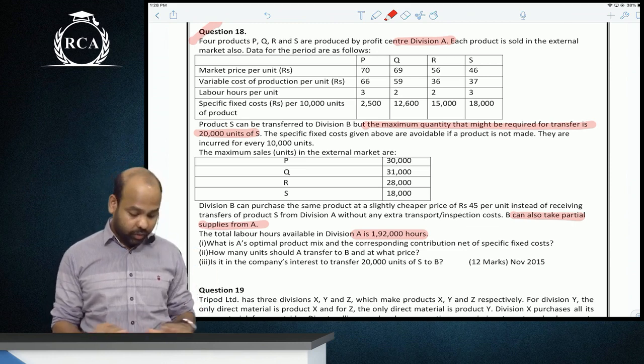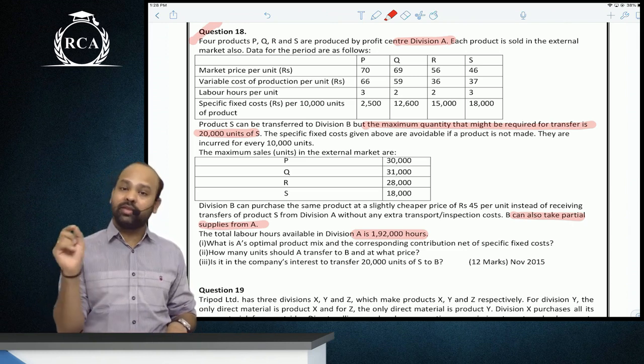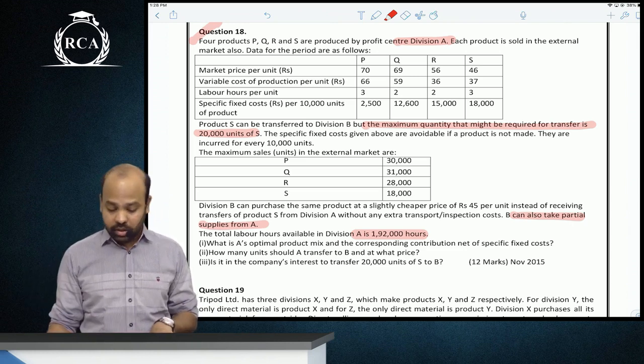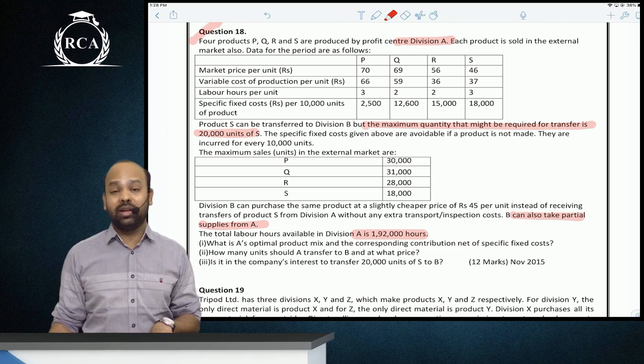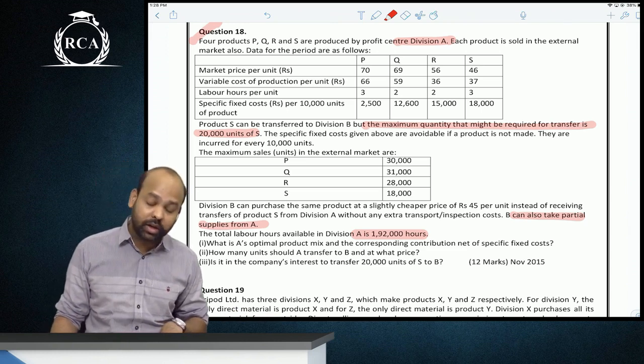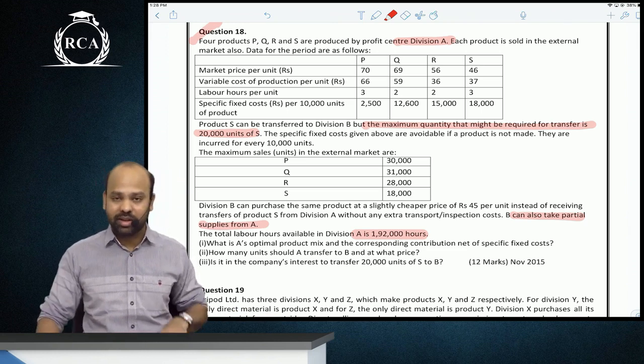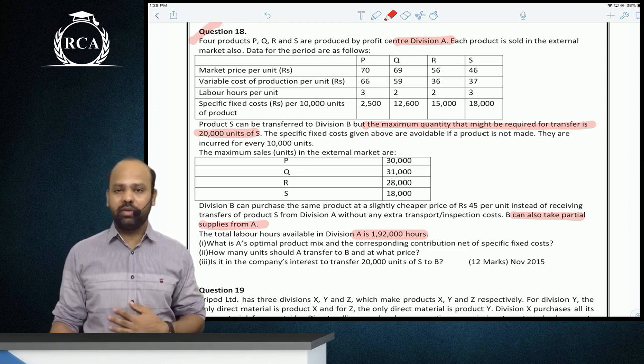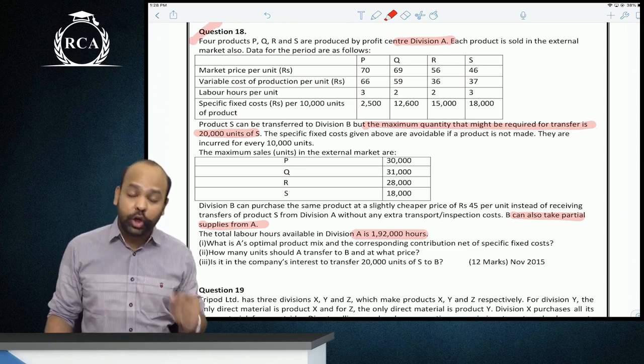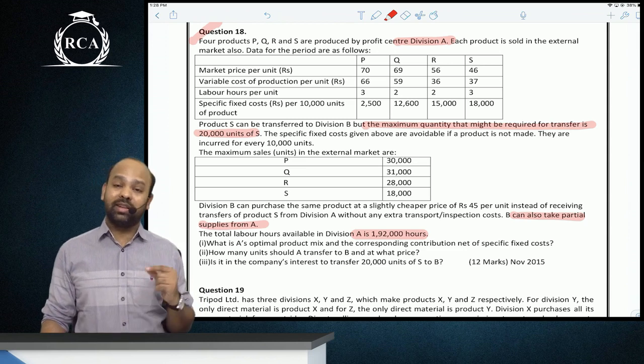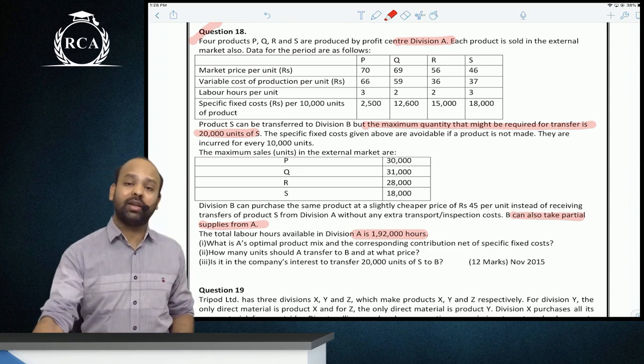In this question also, first we will be doing the same thing that we did in all other questions. We will be deciding what should be the resource allocation when it comes to external sales, ignoring internal transfers. Every question we do this only to know what exactly our opportunity cost is.